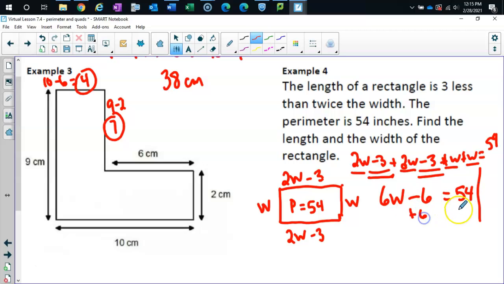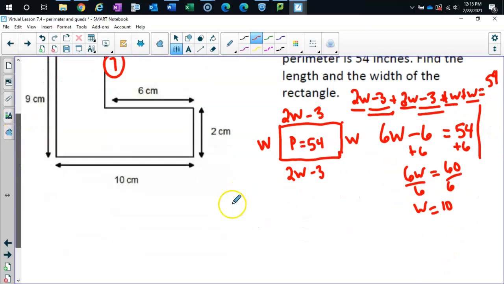Add 6 to both sides. We get 6W equals 60. Divide both sides by 6, and we get W is 10. Now, we're not done, okay? We now need to go back and find the length and the width. Well, our width is W. So I'm going to write the width is 10, and we're talking inches, 10 inches.